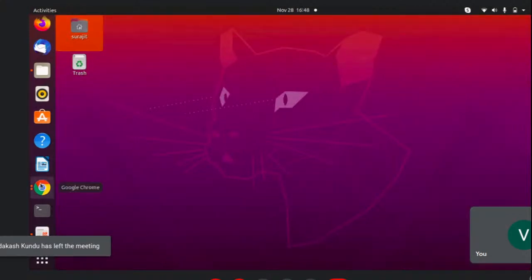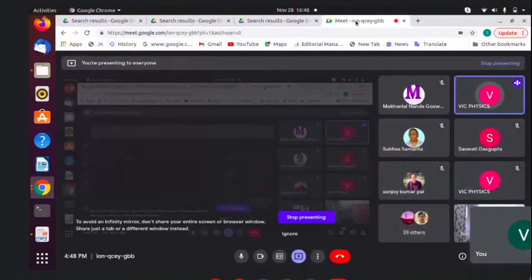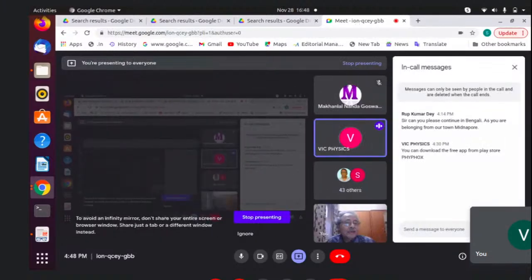Students, if you have any question, you can post it on the chat box. But at this moment, I cannot see any question in the chat box or Google Meet. You can download that free app from Play Store, and then you will get an idea of how you can use your mobile phone, which is like a lifeline to you for the physics experiments. So that will be fun for you and also a new invention.